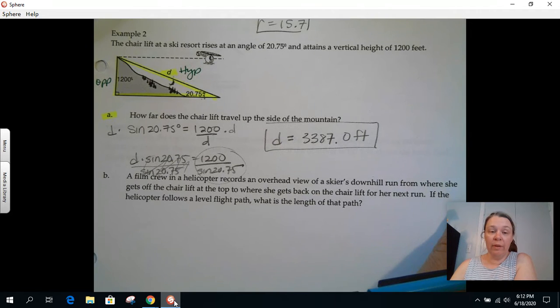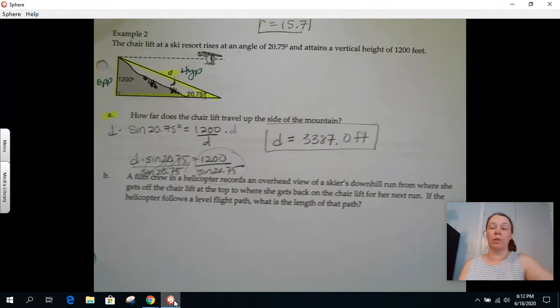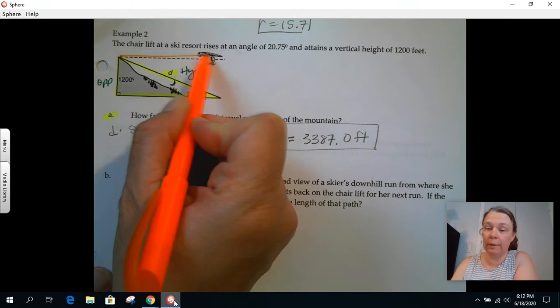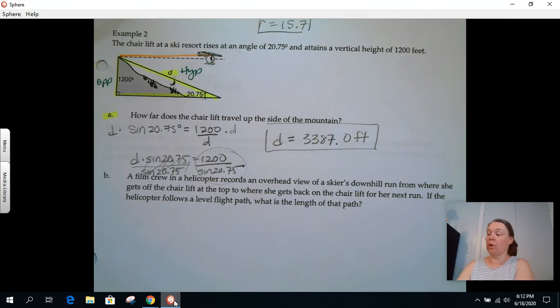Okay, so then part B: a film crew in a helicopter records an overhead view of a skier's downhill run from where she gets off the chairlift at the top to where she gets on the chairlift for her next run. If the helicopter follows a level flight path, what is the length of that path? So I want to know this length.